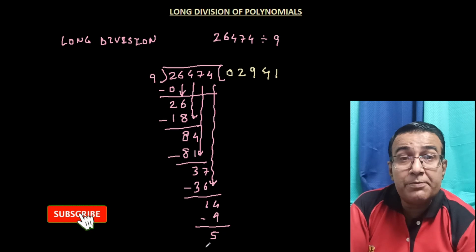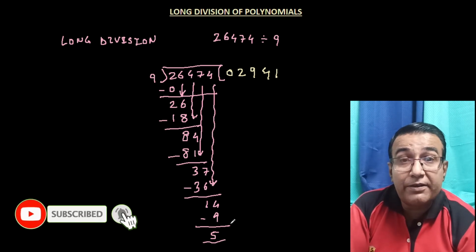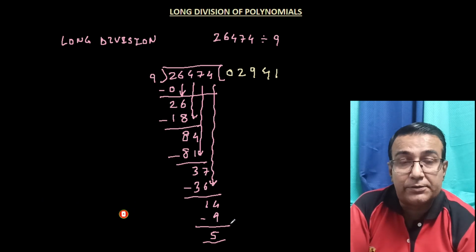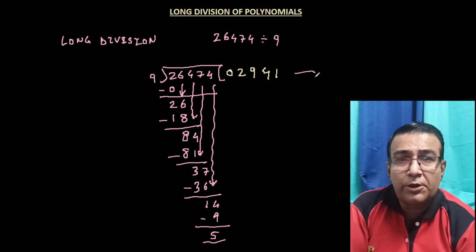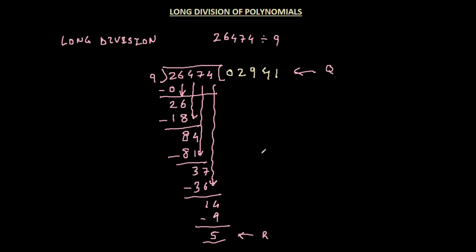Here it's very important to know that the final remainder, which in this case is 5, is less than the divisor. If the remainder is more than the divisor, then that means there is something wrong. It has to be less than the divisor. So we can say that this number on top, 2941, is our quotient and 5 is the remainder.